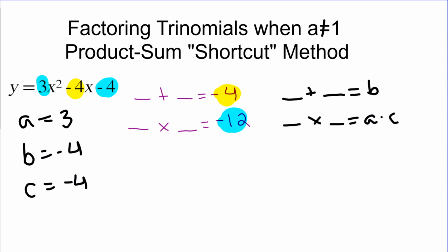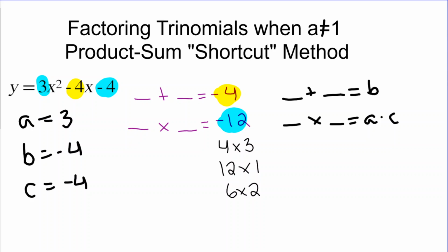It's a lot easier to find products than terms that add. And so when I'm thinking about the number 12, I can think of 4 times 3. And regardless of the signs we put on there, that is never going to give us a 4. So I move on. I can think of 12 times 1. Again, regardless of the signs, that's either going to give us some form of 11 or 13. So looking at the last option, a 6 and a 2.